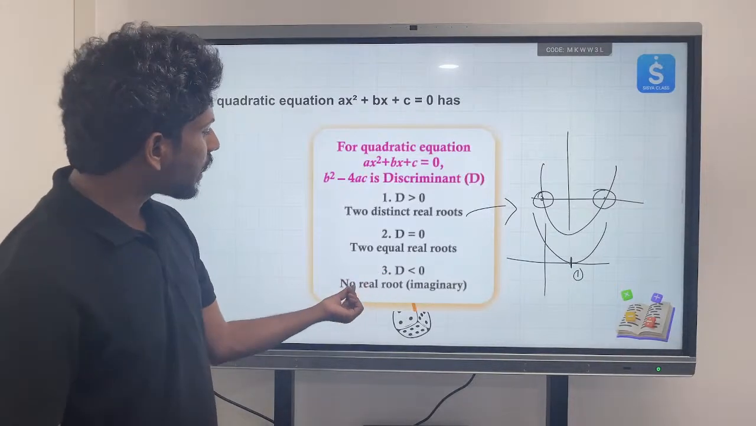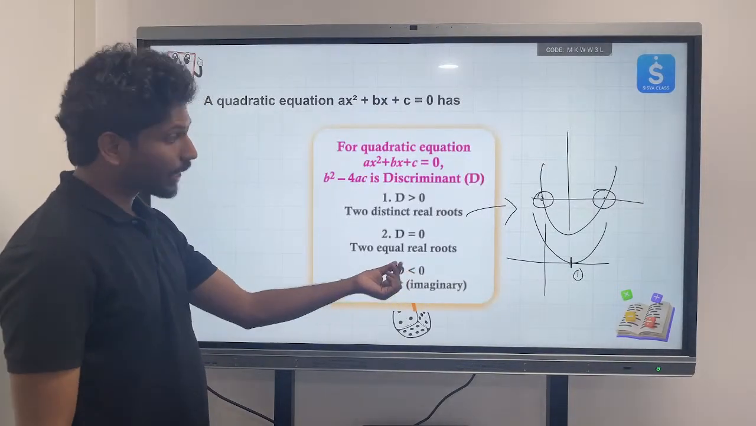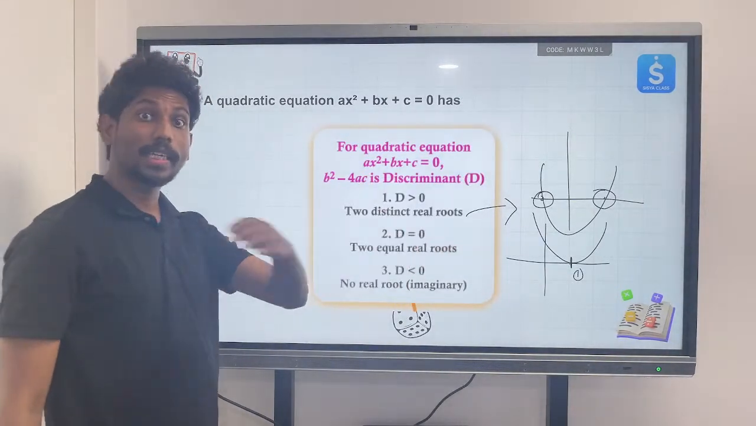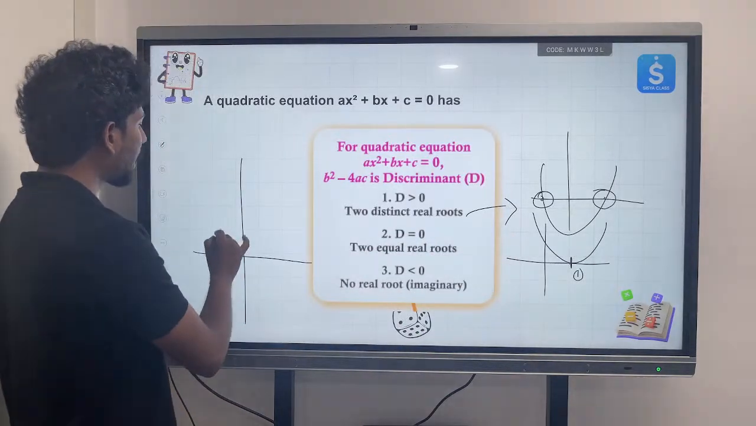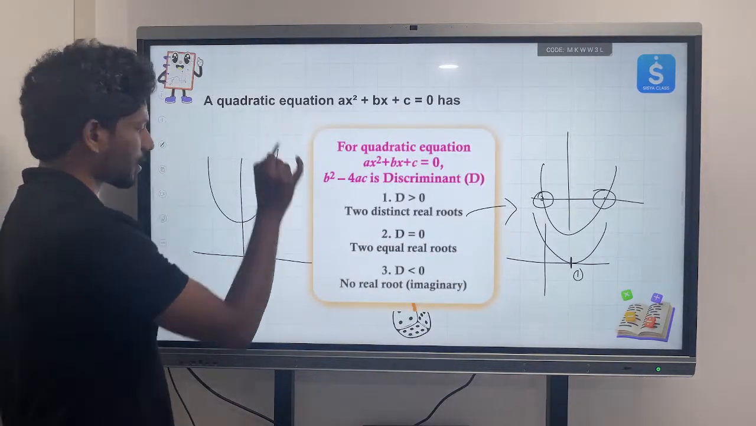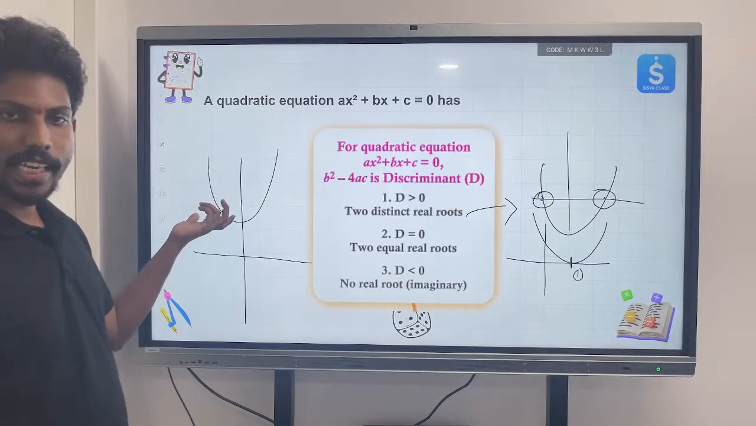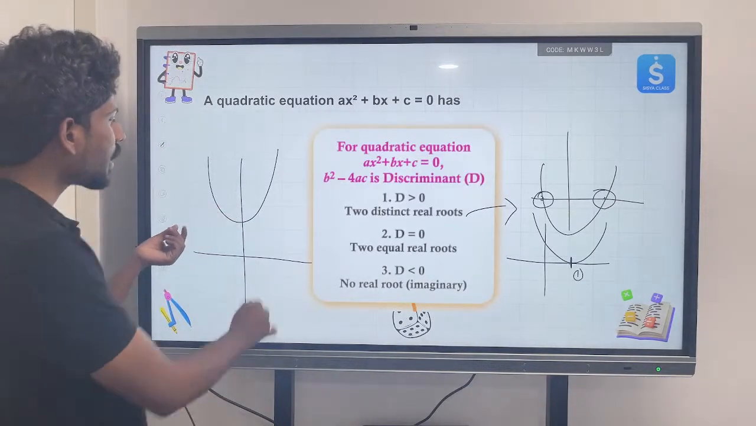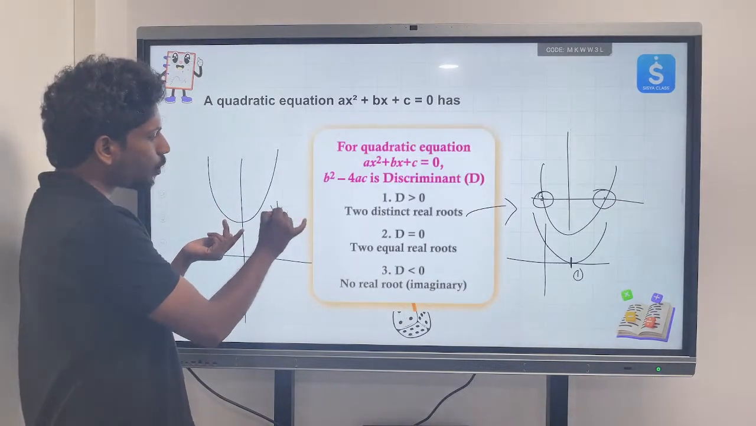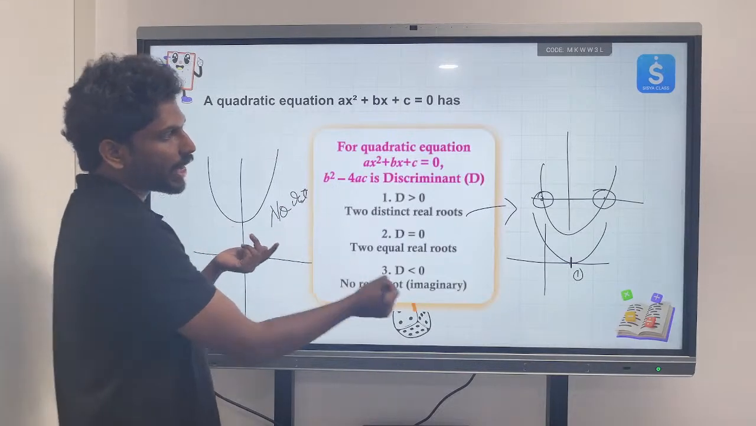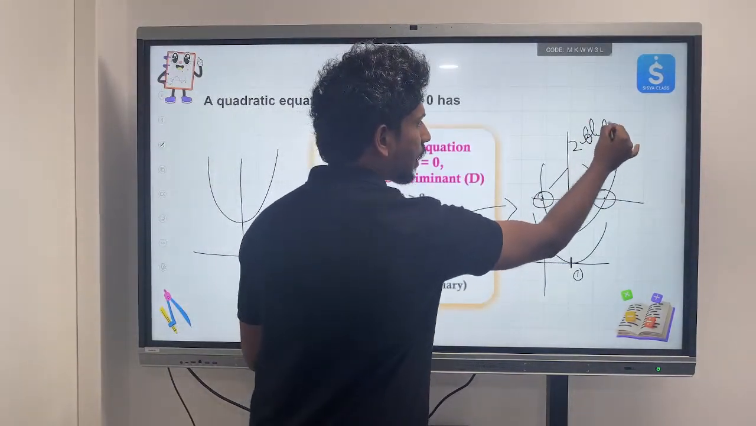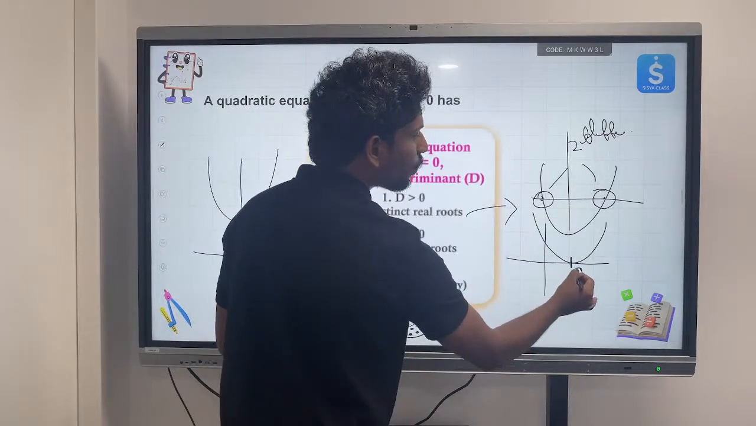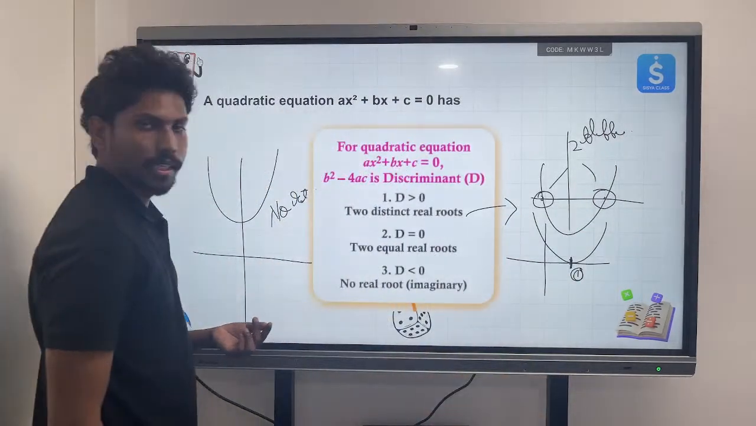And if d is less than 0, is there a possibility that we can draw a parabola that never intersects the x-axis? Yes. I can always draw a parabola like this. Is it intersecting the x-axis anywhere? No. So are there any roots? There are no roots. Here there are 2 different roots, and here there is only one root where it touches the x-axis.